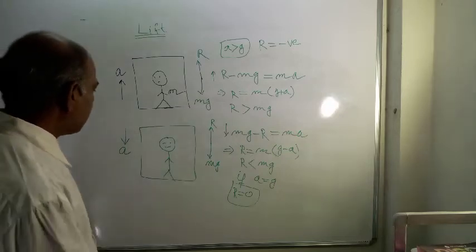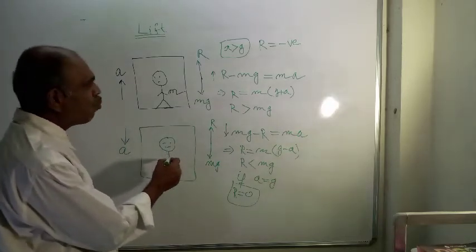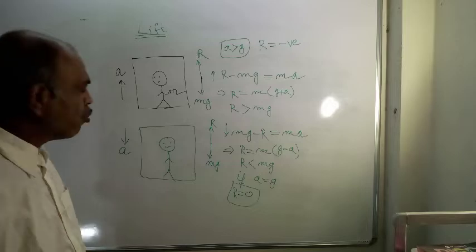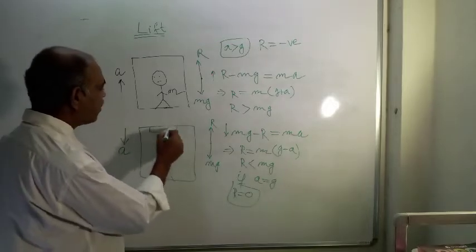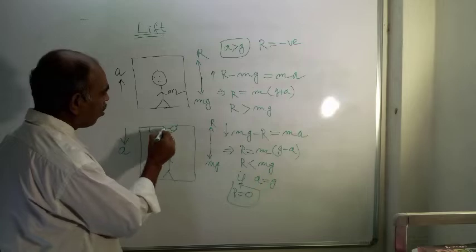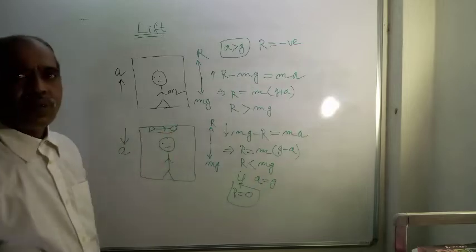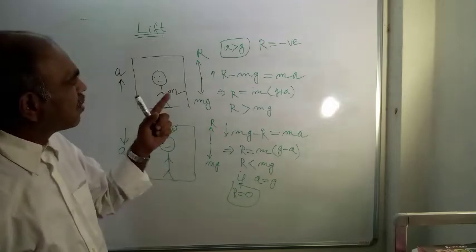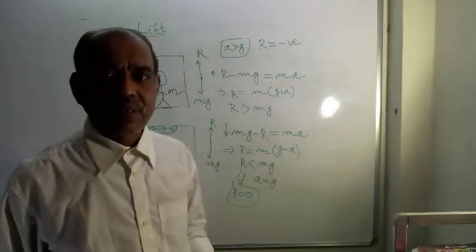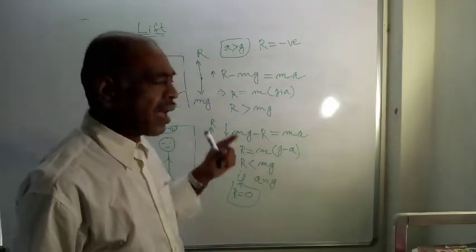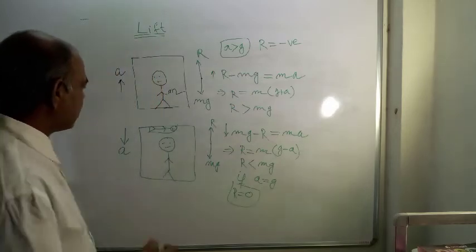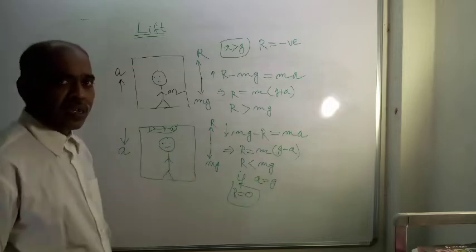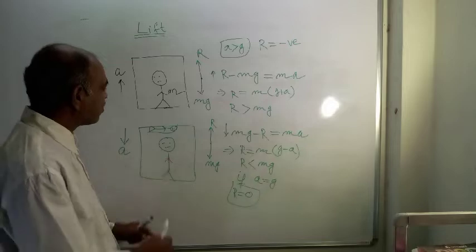That means the man will no longer be standing on the floor of the lift. He will be stuck on the ceiling of the lift if the acceleration of the man crosses acceleration due to gravity. In that case, it is not possible for this man to stand on the floor of the lift. He will be stuck on the ceiling of the lift.